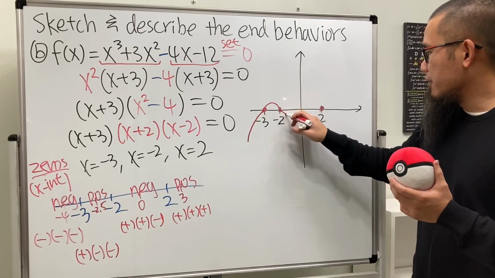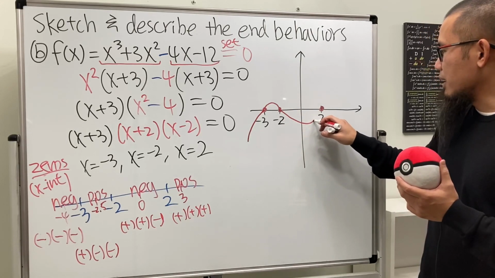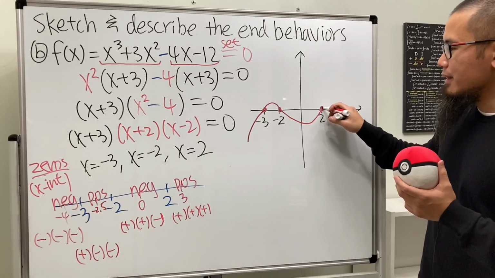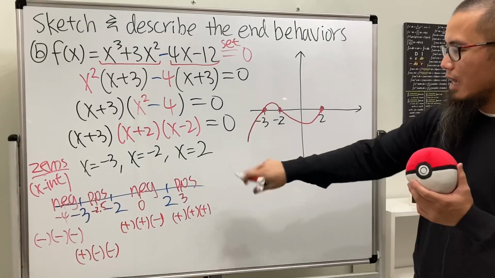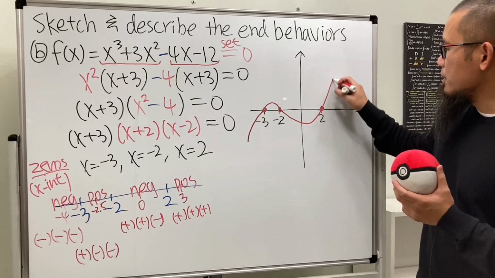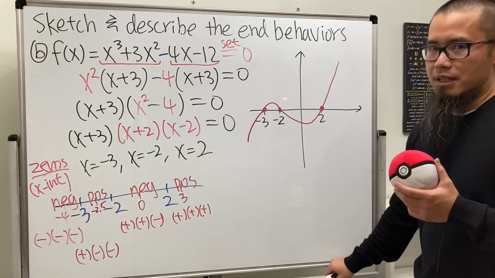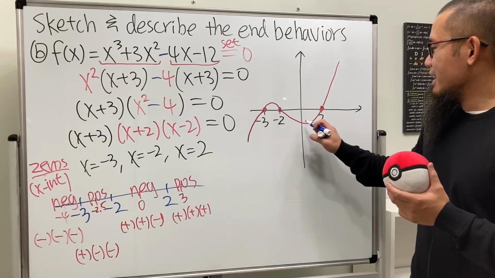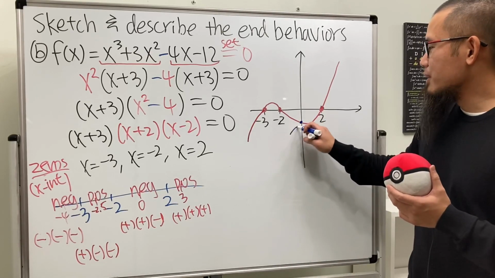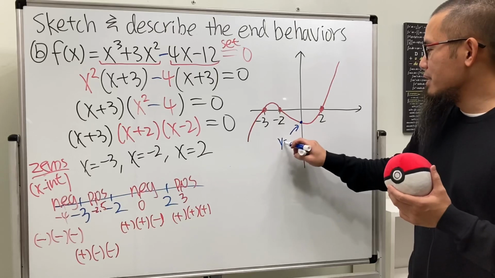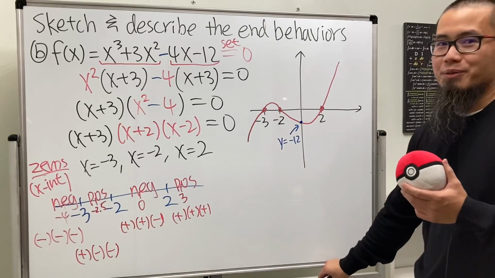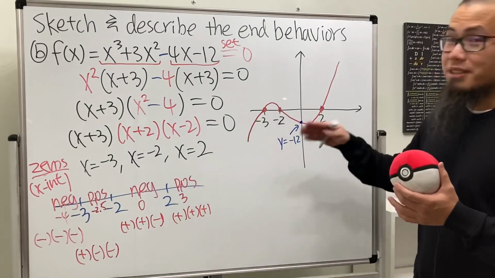so it's going to be like this. And in fact, if you check it with your graphing calculator, it's going to look like something like this. And then when x is bigger than 2, you know it's going to be above, like that. That's it. And in fact, this graph is not accurate at all, because this y-intercept right here, it's meant to be at negative 12, but you just need to know the shape.